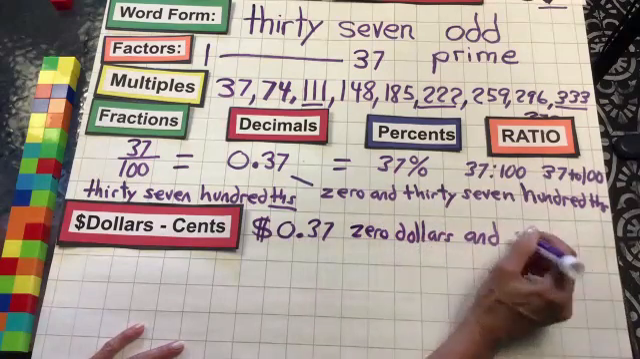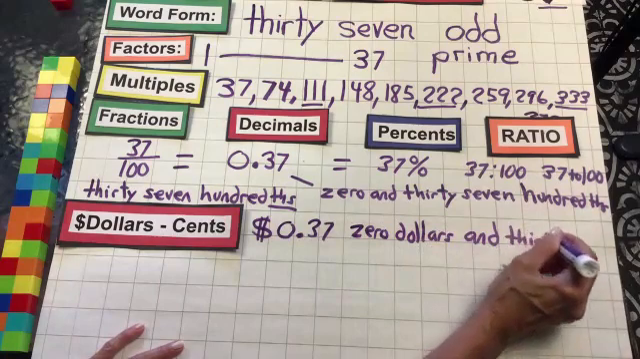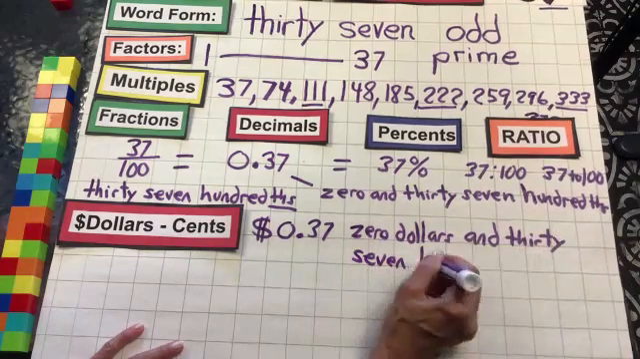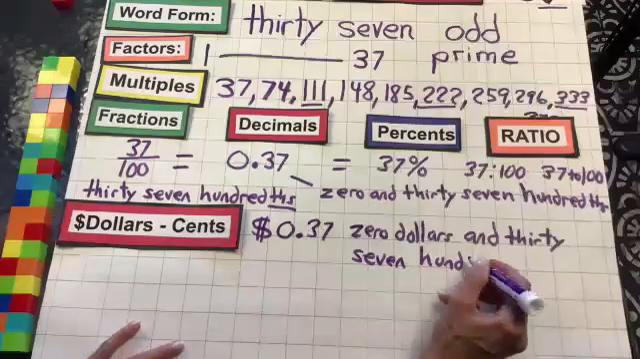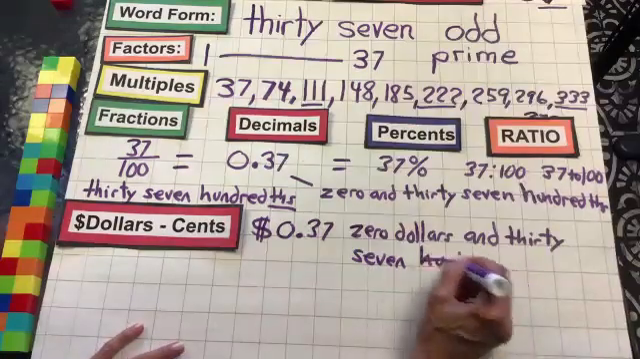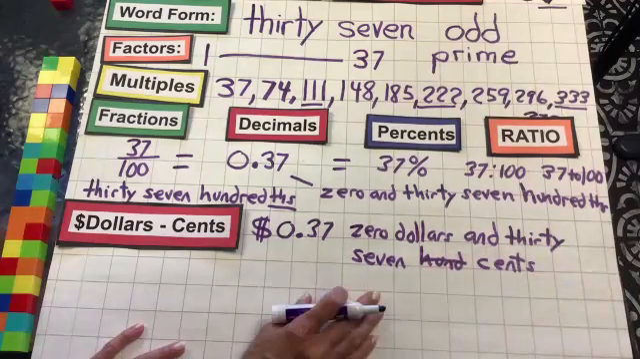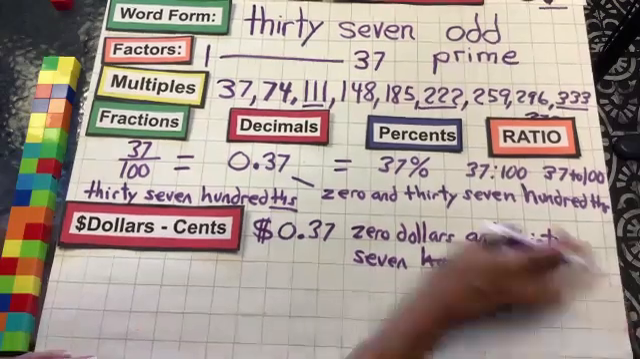and that's the decimal, 37 hundredths, or 37 cents. Sorry about that. X that out, cents. Catch me on it. If I was in the room, you'd all be yelling at me.